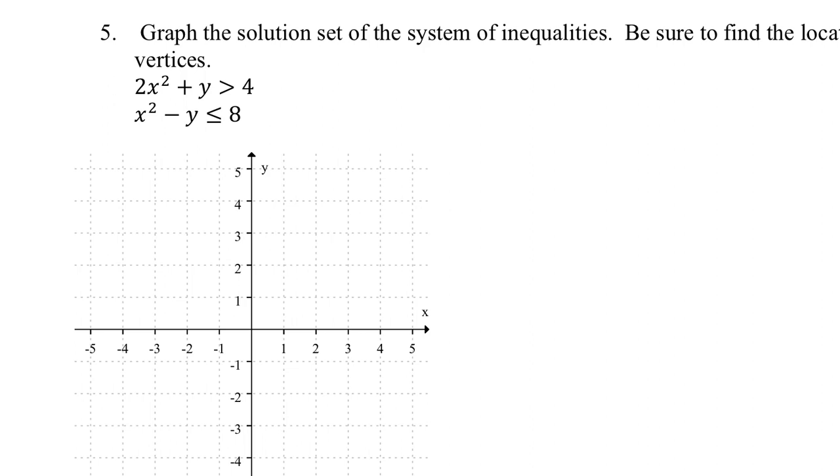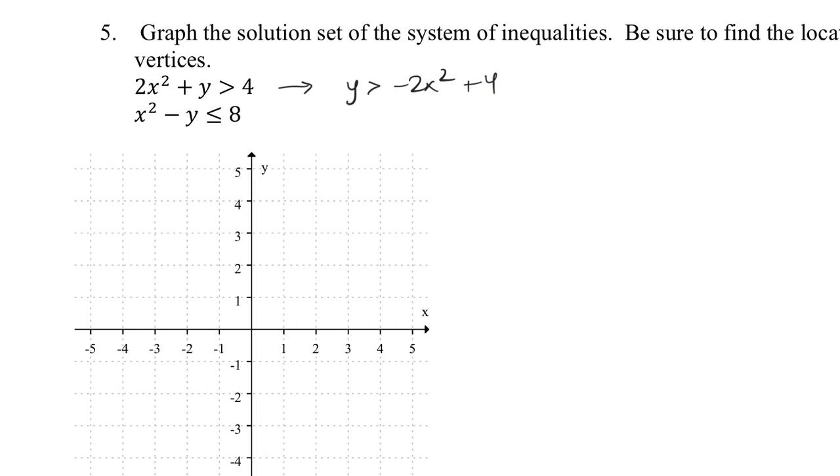Question 5 is from section 5.5, graph the solution set for a system of inequalities. So we need to graph both of these graphs on the same coordinate plane here. And since these both have x squared variables and y, these are going to be parabolas. Parabolas are easiest to graph when the y variable is on one side of the statement. So I'm going to move the 2x squared by subtracting it. So this top inequality is going to be y is greater than negative 2x squared plus 4.